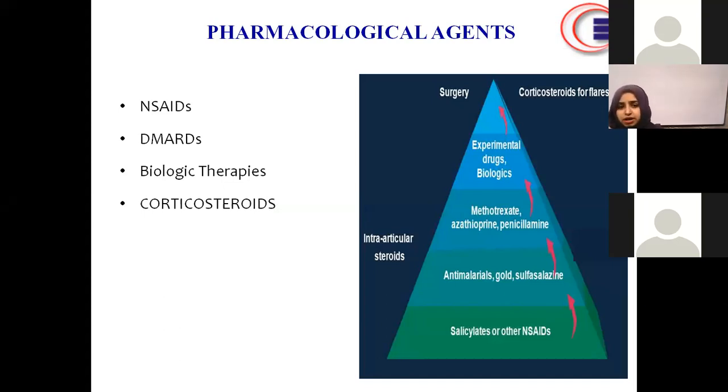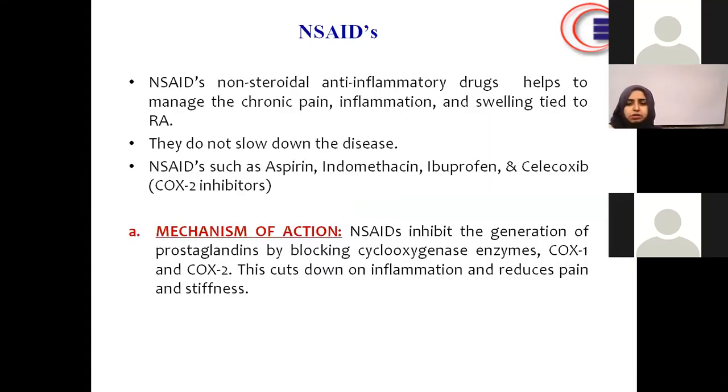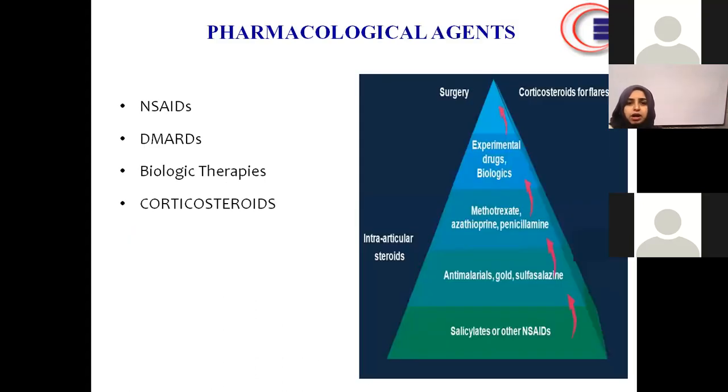The first thing that comes to our mind is DMARDs, then biological therapies and corticosteroids. These treatment strategies are not restricted to RA only. These agents can be given in SLE as well. We are sharing all of these common things. I don't want to teach you NSAIDs.